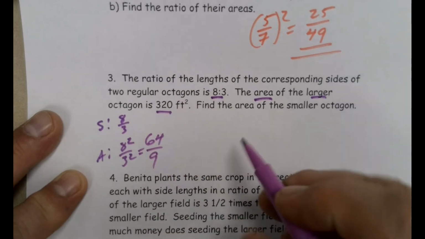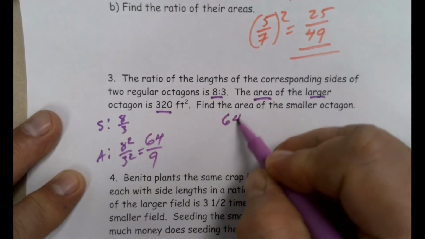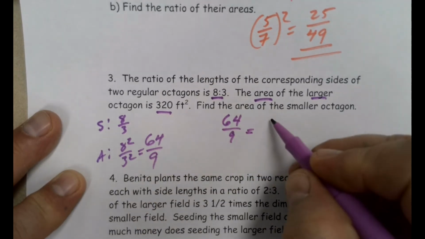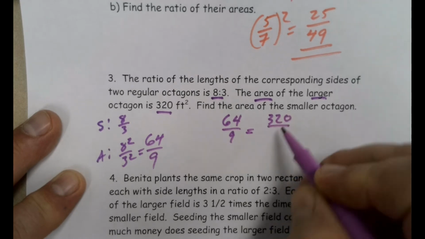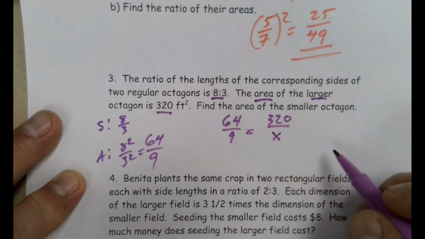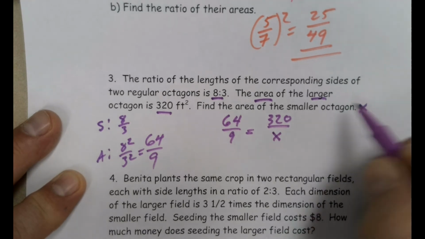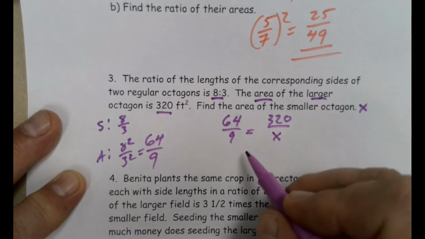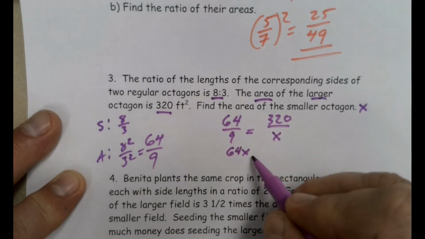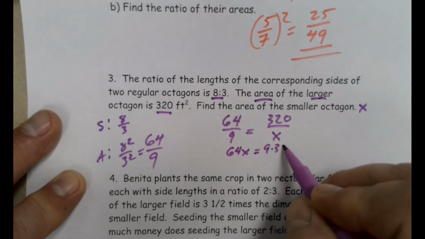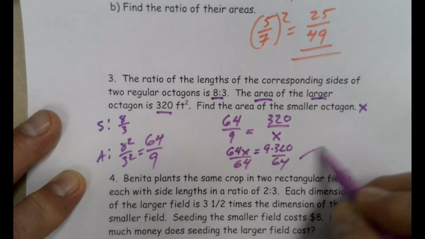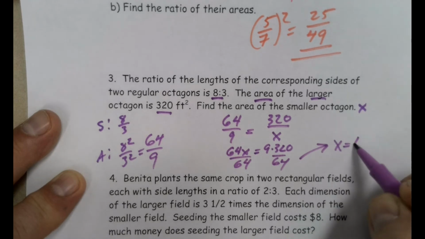So now I'm going to just do a proportion. 64 over 9. And this area is the area of the larger one, so I'll put the 320 in the same place, corresponds with 64. And this is going to be x. And x will give me the area of the smaller octagon. Now I just do cross product. 64 times x equals 9 times 320. Divide this by 64, and that by 64, and it gives me x equals 45 square feet.